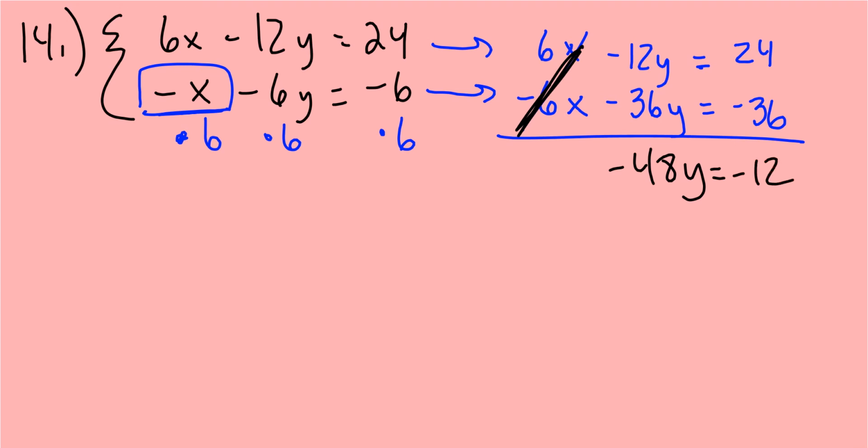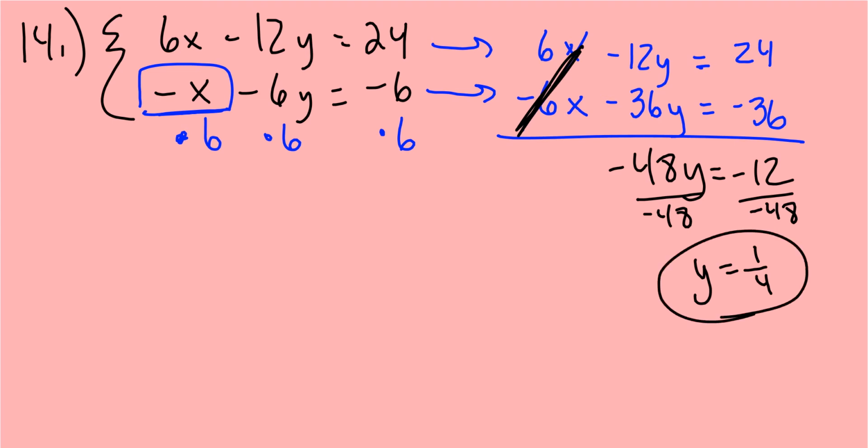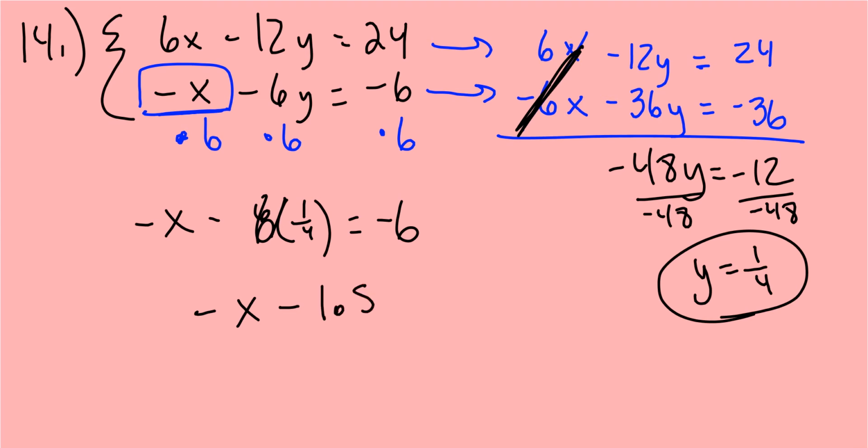equals negative 12. So now I'm going to divide both sides by negative 48. I'm going to get y equals 1/4. There's my answer for y. You can put 0.25, that's fine too. I'm going to plug it into the top, so I'm going to say negative x minus 6 times 1/4 equals negative 6. I'm going to get negative x minus 6/4, which is the same as 1.5. So you can put negative 1.5 or negative 3/2.